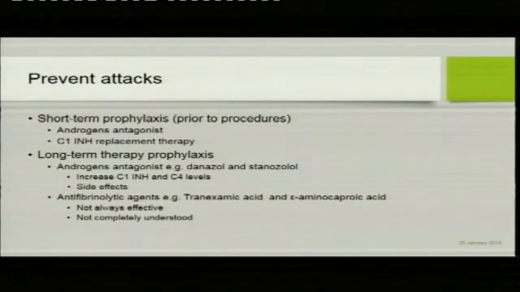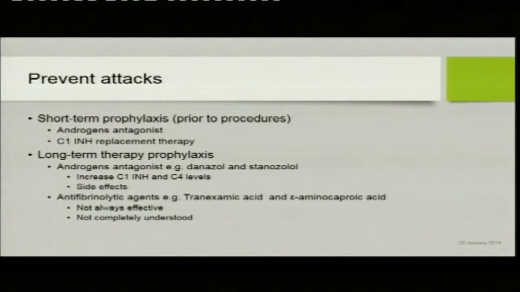And for prevention, we basically have two ways of preventing attacks, especially for people who are well known to have hereditary angioedema. Short-term prophylaxis, which basically happens before any procedure, especially dental. This can be done by androgen antagonists or C1 esterase replacement therapy. And the second one is basically long-term prophylaxis. And again, it can be done by androgen antagonists as well.